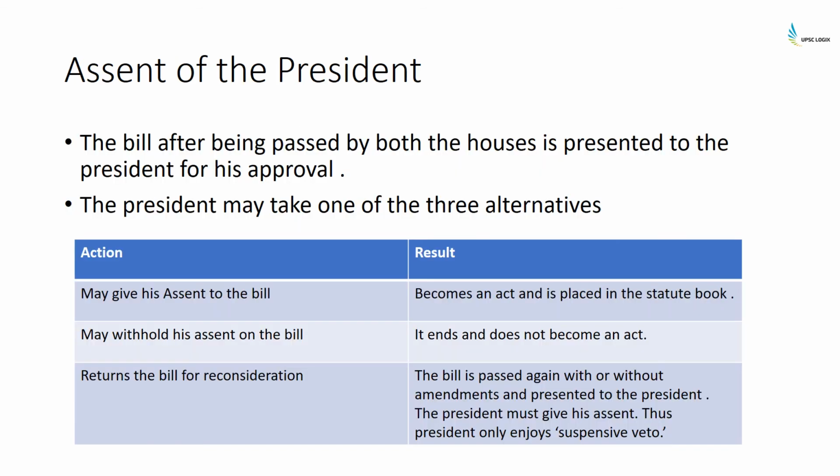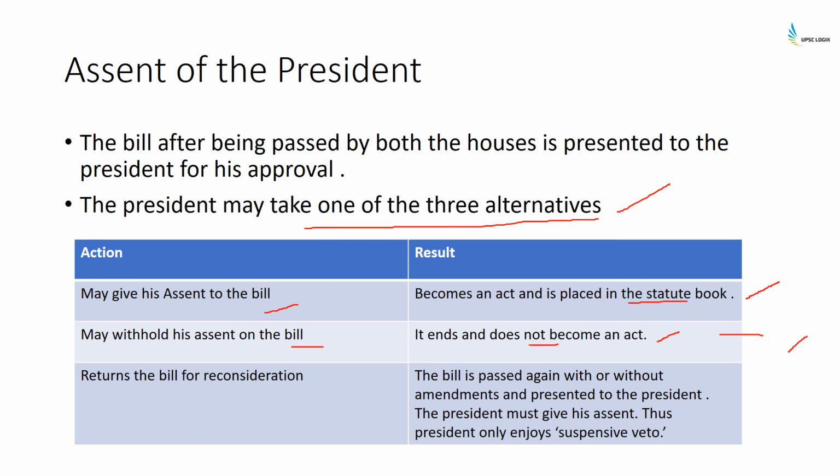The fifth stage in the passage of an ordinary bill is the assent of the president. Once the bill has been passed by both the houses, through a deadlock situation or a joint sitting, it goes to the president, and the president may take three courses of action. He may give his assent to the bill, in which case it becomes an act and is placed in the rule book. Or he may withhold his assent, and the bill ends and does not become an act. This is in the case of an ordinary bill.